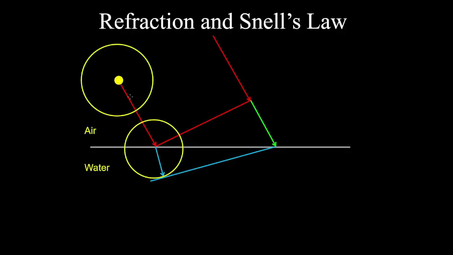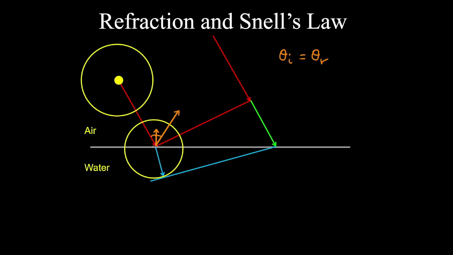We saw that an incident beam of light on a surface, which makes some angle with the normal to the surface at this point, being the incident angle, gets reflected by the same angle. So it makes the same angle with the normal to the surface. While part of this beam of light gets reflected, part of it gets transmitted through the surface.